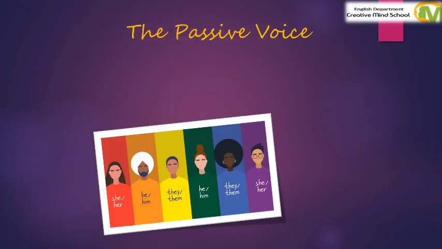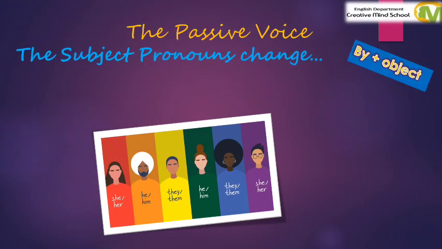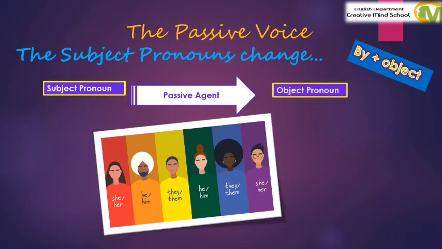You don't always have to write the object at the end of the passive sentence. But of course, as you notice in our lesson, you should use by before the object if you write it. And for the subject pronoun, you should change it into an object pronoun as the following.